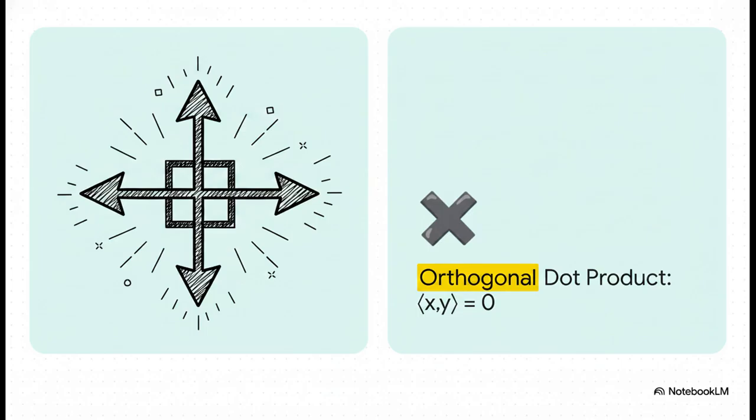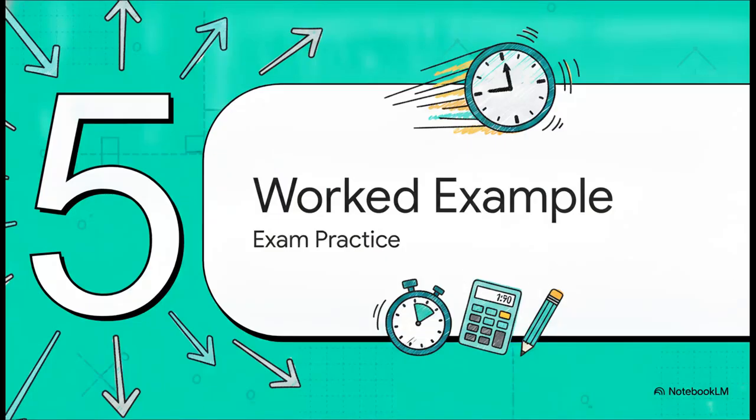This is the absolute golden rule you need to memorize. Two non-zero vectors are completely independent, meaning they're geometrically perpendicular or orthogonal if and only if their dot product is exactly 0.